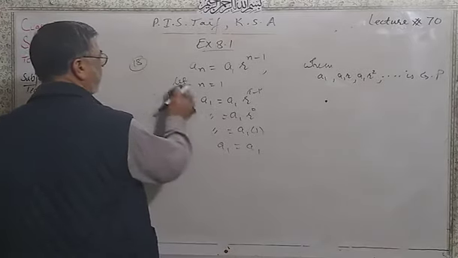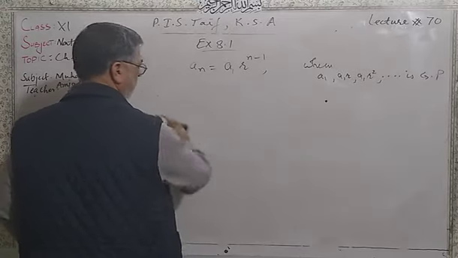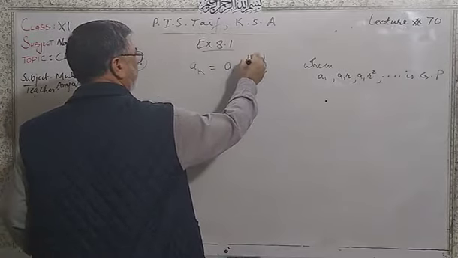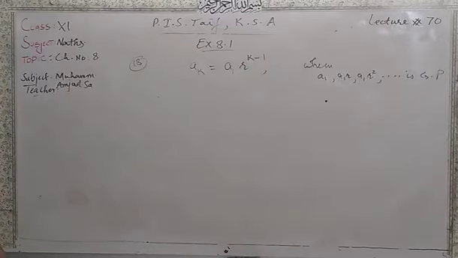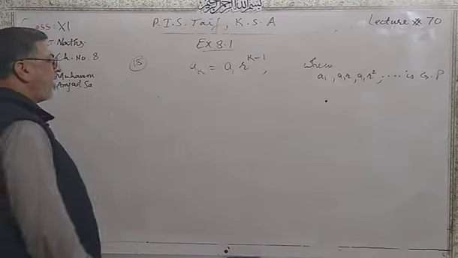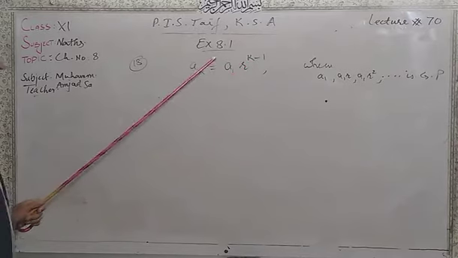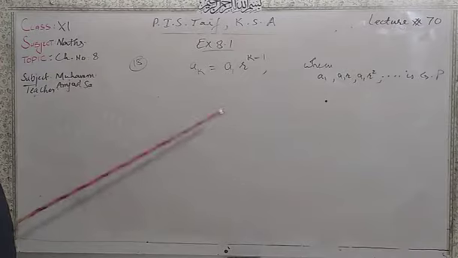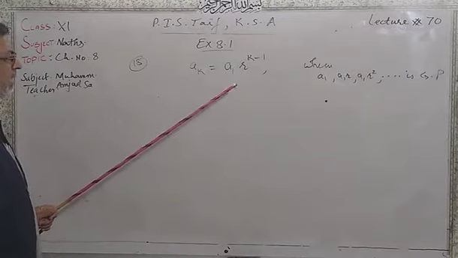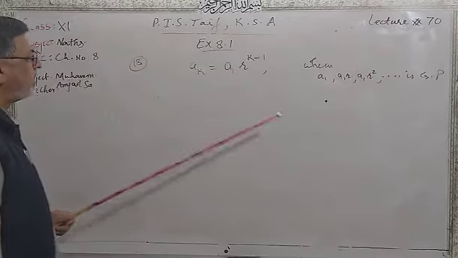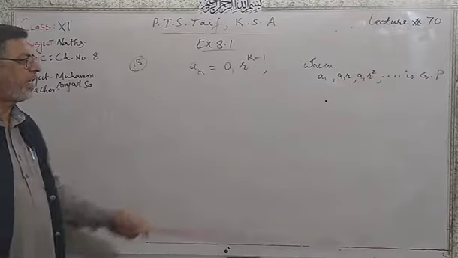Suppose it is true for n is equal to k. We have to prove that this is true for n is equal to k plus 1. Remember that every term can be obtained by multiplying with common ratio r in case of GP.